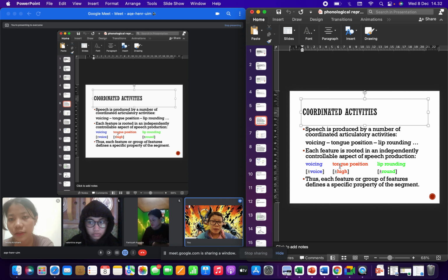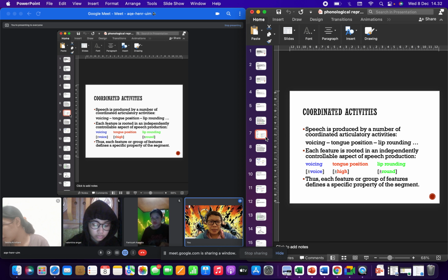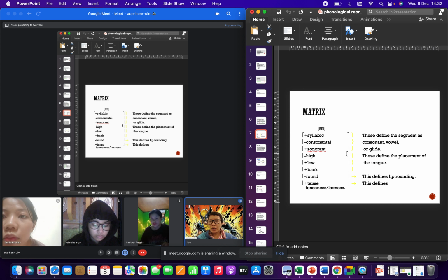So each feature or each group of features defines a specific property of the segment. So each segment will be defined differently. Okay, let's see our matrix here. In this picture it is only nothing, because it is for us to think about. Now let's see, the matrix is like this.